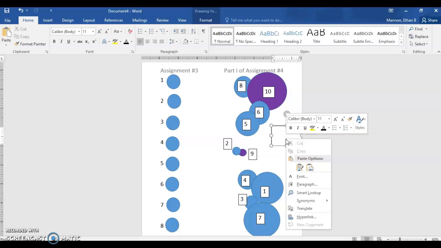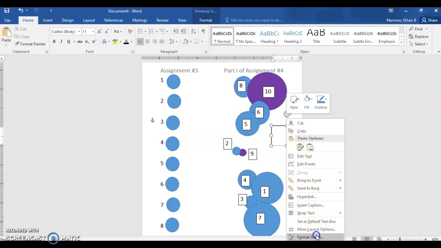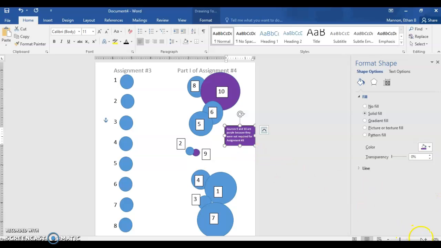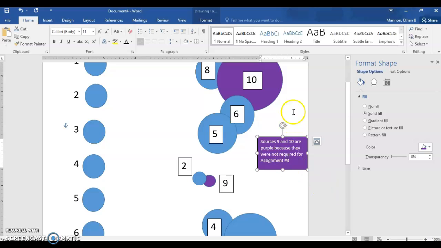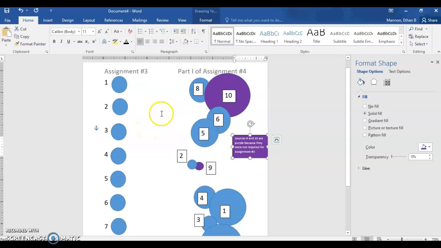One last thing. The reason that some of these items are purple is because assignment number 4 requires you to find 2 new sources about your topic. So 9 and 10 are purple because you would not have had them in assignment number 3. I'll put this Microsoft Word document on Moodle so that you can refer back to it, but I thought this might be a helpful way for you to visualize the way that part 1 of assignment number 4 is very different from what you did in the annotated bibliography.